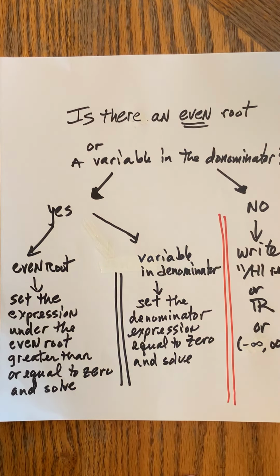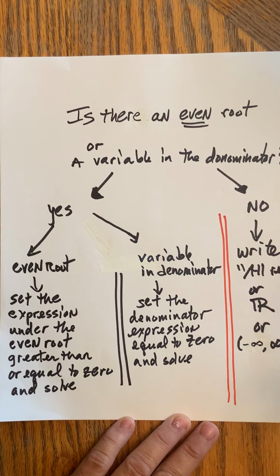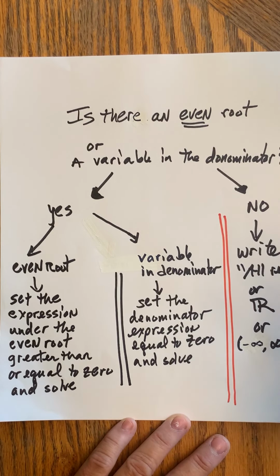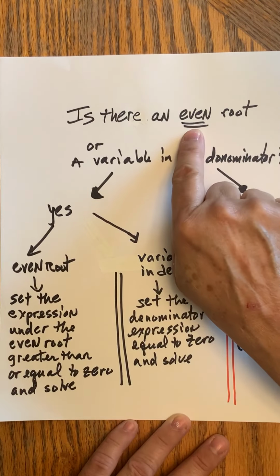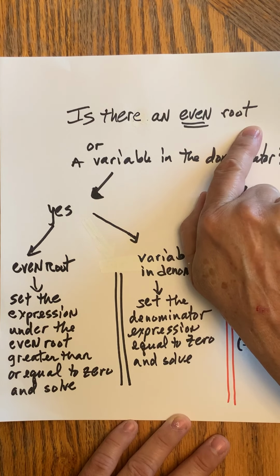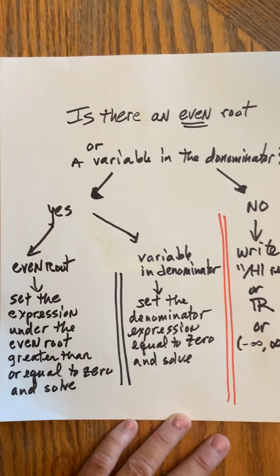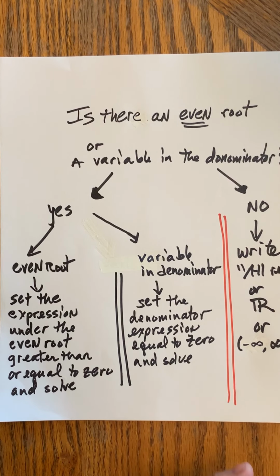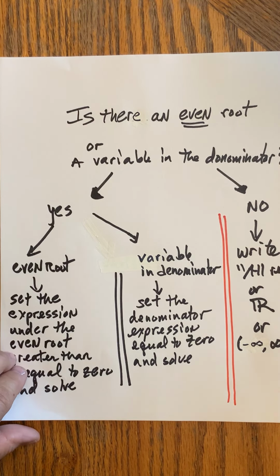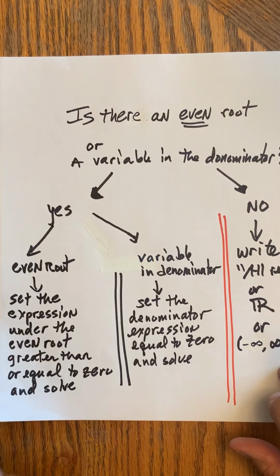Now I have here a little flow chart to summarize this. Essentially your answer is all real, meaning all inputs are valid for the domain, unless there's one of two trouble spots: an even root or radical, or division by zero. You can't divide by zero and you can't take the even root of a negative number. So you're checking for both of those and seeing, is that even happening?